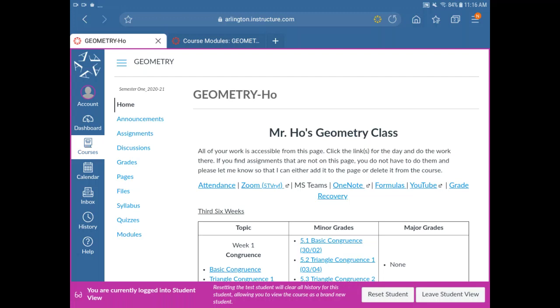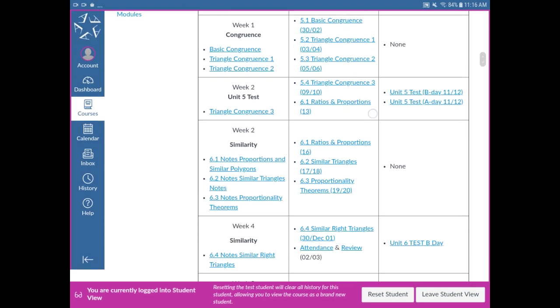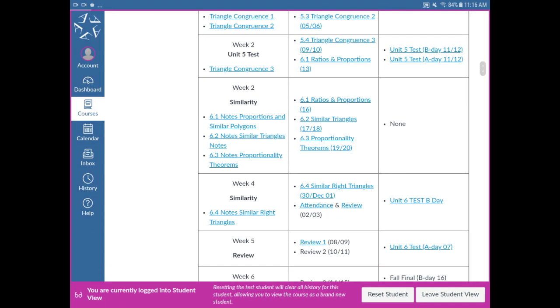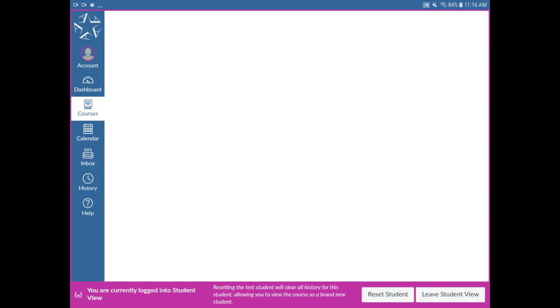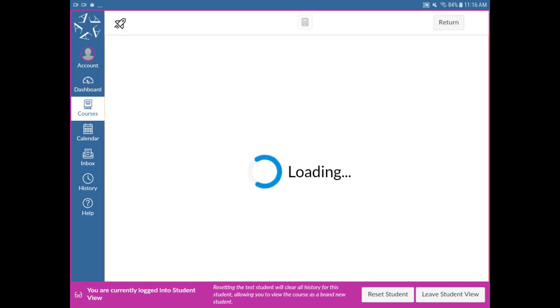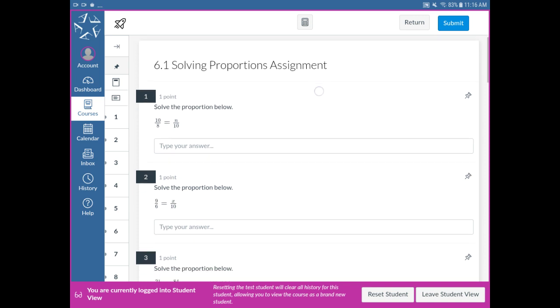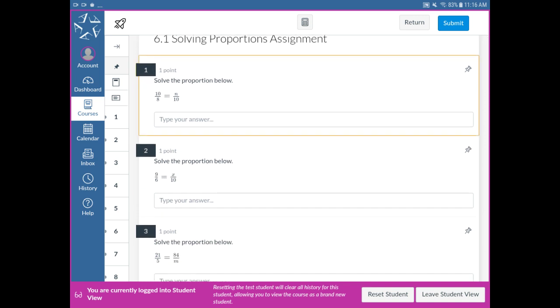All right, let's take a look at some of these assignments. So for Unit 6, we'll start with ratios and proportions. Feel free to watch this video in double speed or something like that, because it might be better, especially with all these loading screens. All right, so the first one.